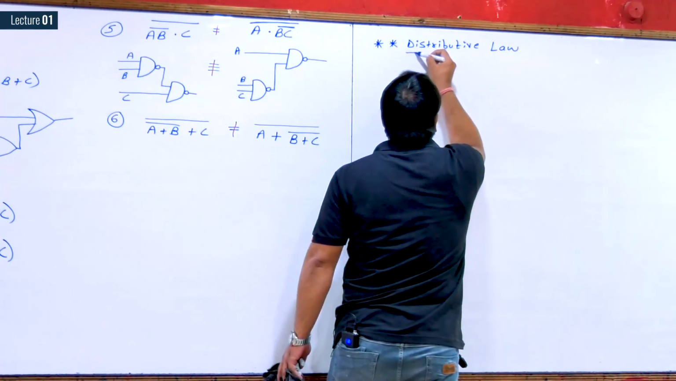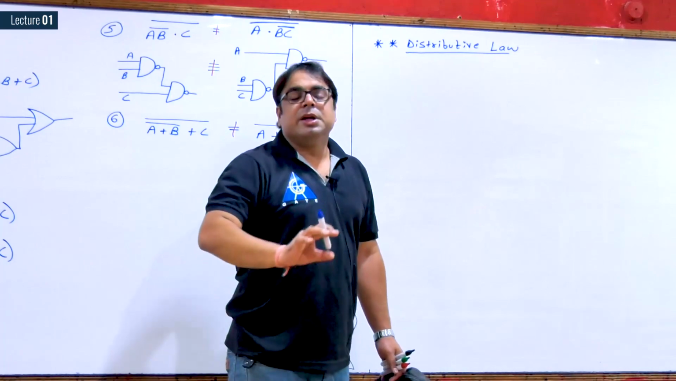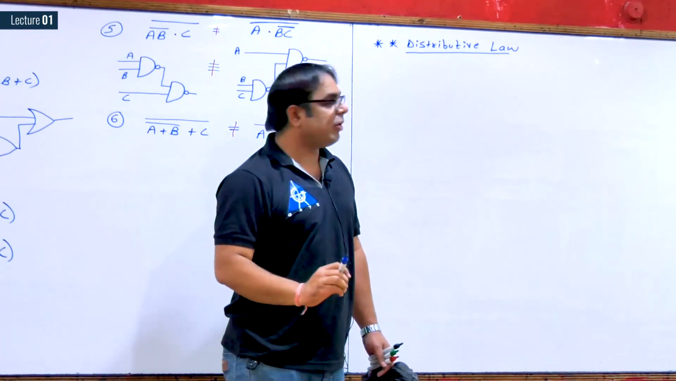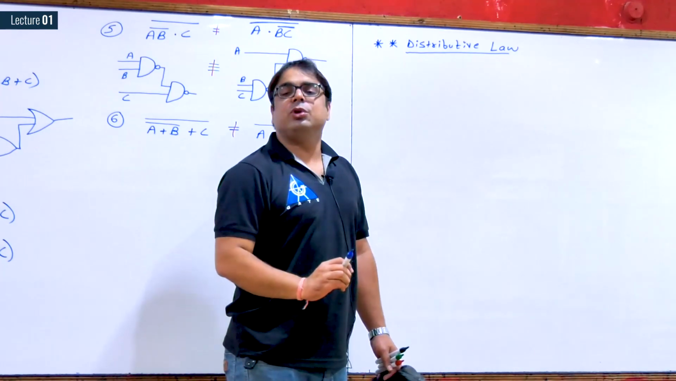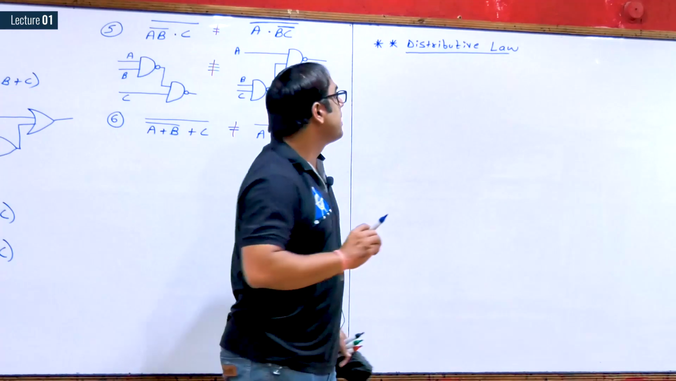Next is the most important law of Boolean algebra, which is distributive law. This is the most important law of Boolean algebra. You should be very good at using distributive law. It will be the most useful tool for you in solving or minimizing any Boolean expression.